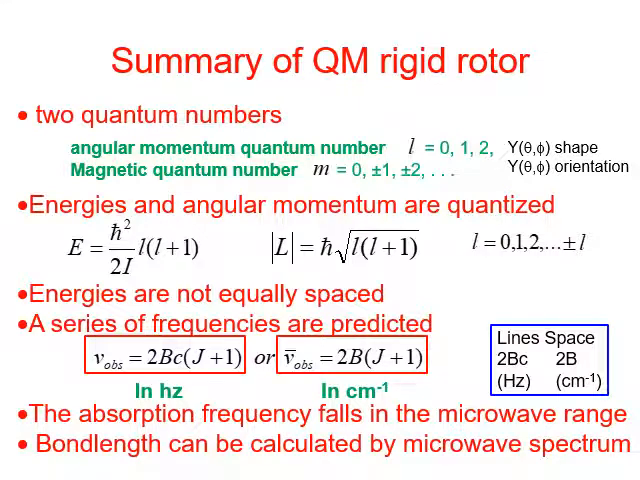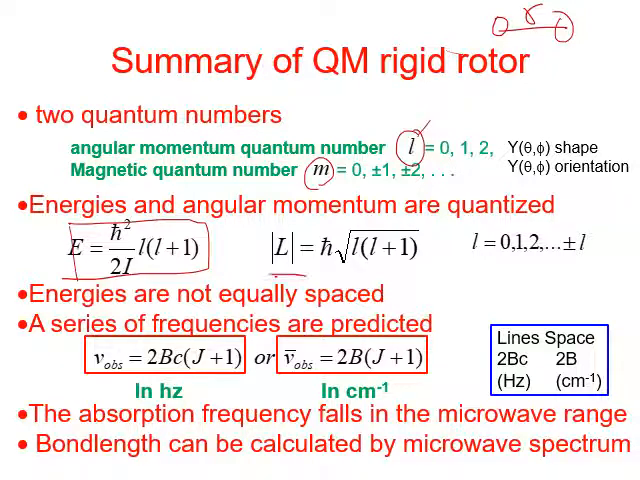Summary of quantum mechanics rigid rotor. Now, rigid rotor is the case when the bond length doesn't change. The solution to the Schrödinger equation shows that the wave function is determined by two quantum numbers. Quantum number L, which is called the angular momentum quantum number, and the quantum number M, which is called the magnetic quantum number. Now, L determines the allowed energies of the rigid rotor. It also tells you the magnitude of the angular momentum.